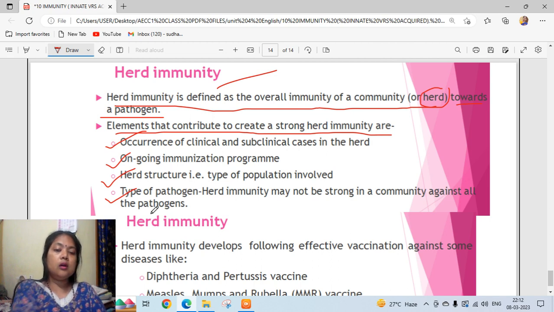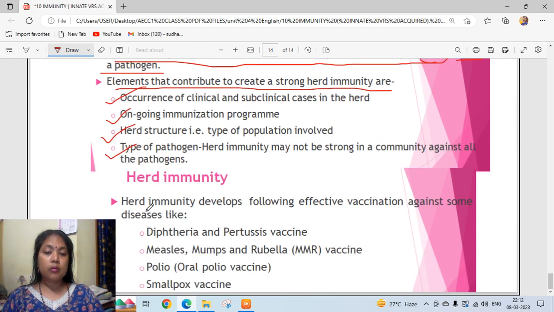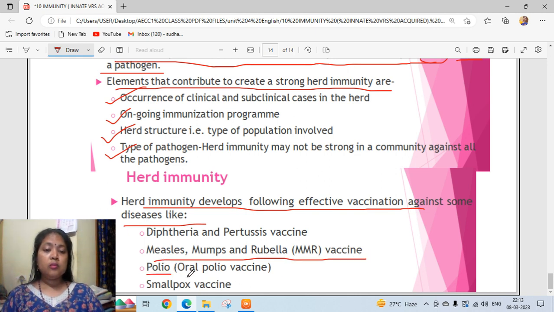Herd immunity develops following effective vaccination against some diseases like diphtheria and pertussis vaccine, then measles, mumps and rubella, that is the MMR vaccine, then polio, for which vaccination is the oral polio vaccine. Then we have the smallpox vaccine. These are the vaccines available for the different kinds of pathogens or diseases to create herd immunity against a specific disease.